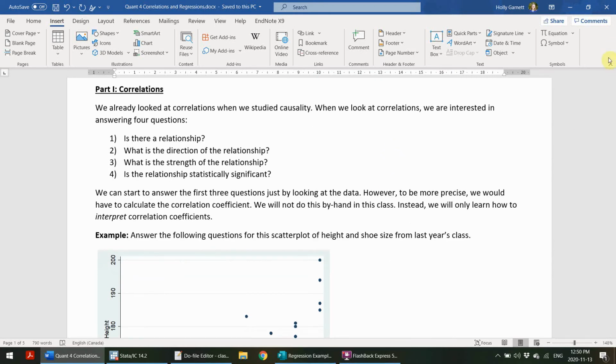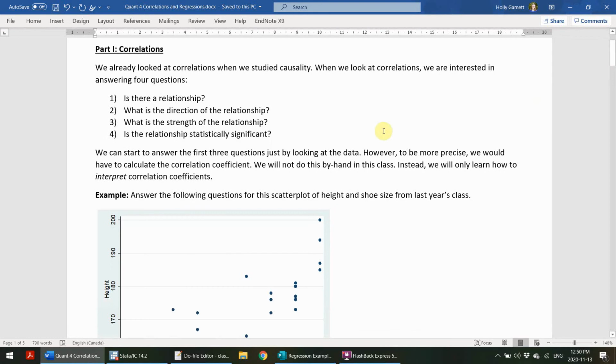All right, so when we are looking at correlations, we already looked at them when we were studying causality. Remember, we had that correlation does not mean causality. Just because two things move together doesn't mean one thing causes the other thing. So we're still really not getting into causality here.